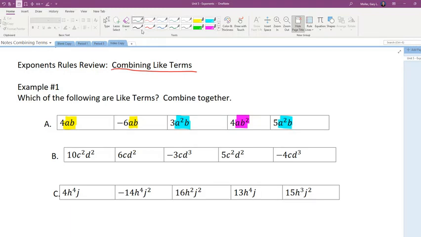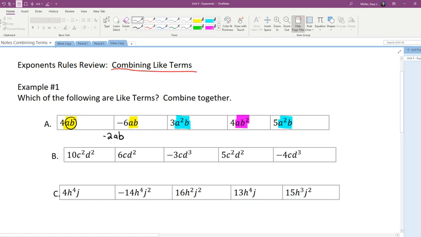The way I like to think about these is as objects. So I think of this as an object named AB, and this is basically telling you that you have 4 of those objects. Then if I have minus 6 of those objects, combining them, 4 minus 6, of course, is negative 2 of those objects. So those two terms would combine together.